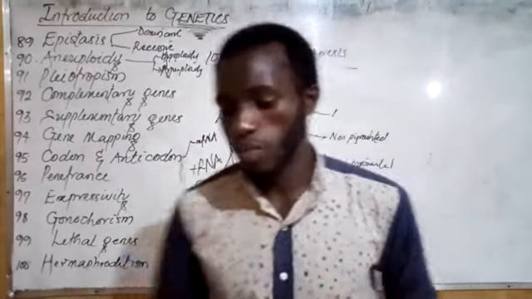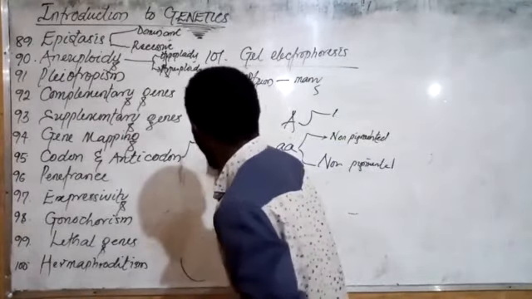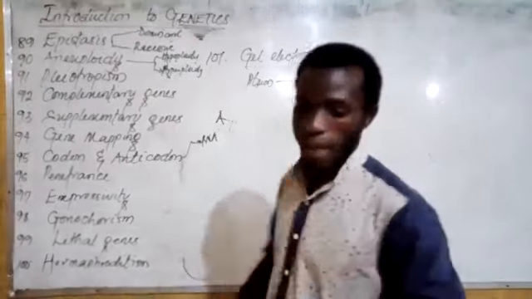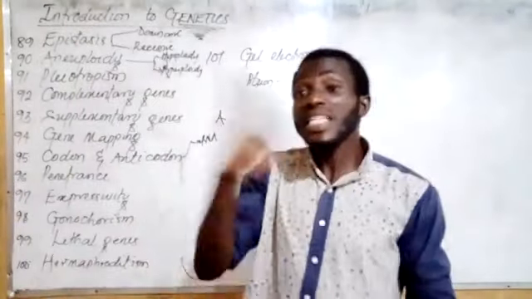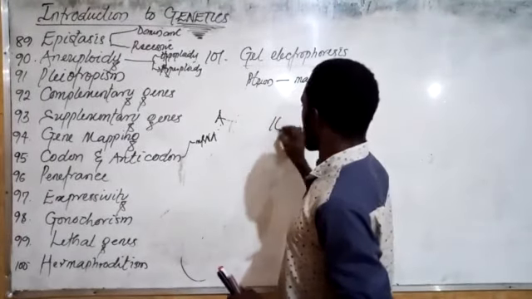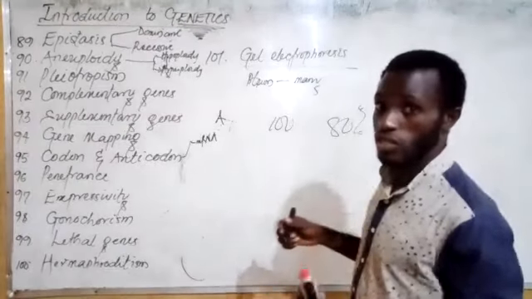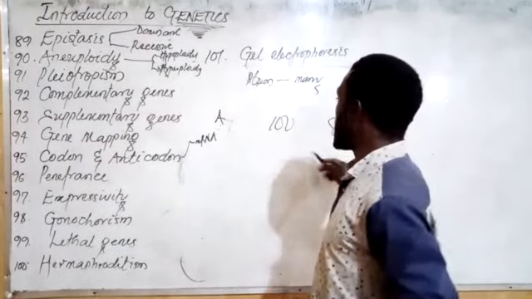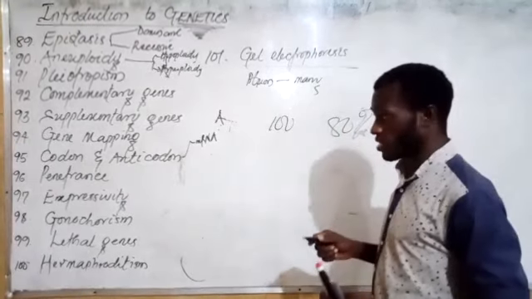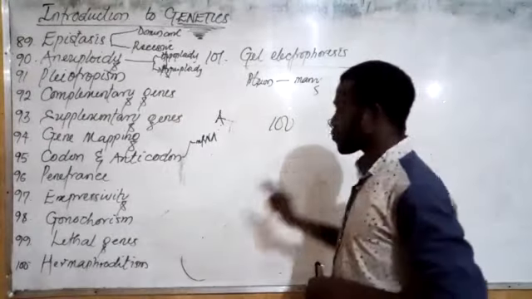Now the next term is penetrance. Penetrance is basically a measure of how a trait is being inherited, how many offspring inherited a particular trait. For example, if out of 100 offspring, 80% exhibit a particular trait, say for example hemophilia, then it means the penetrance is calculated in percentage. So the penetrance of that trait is 80%.